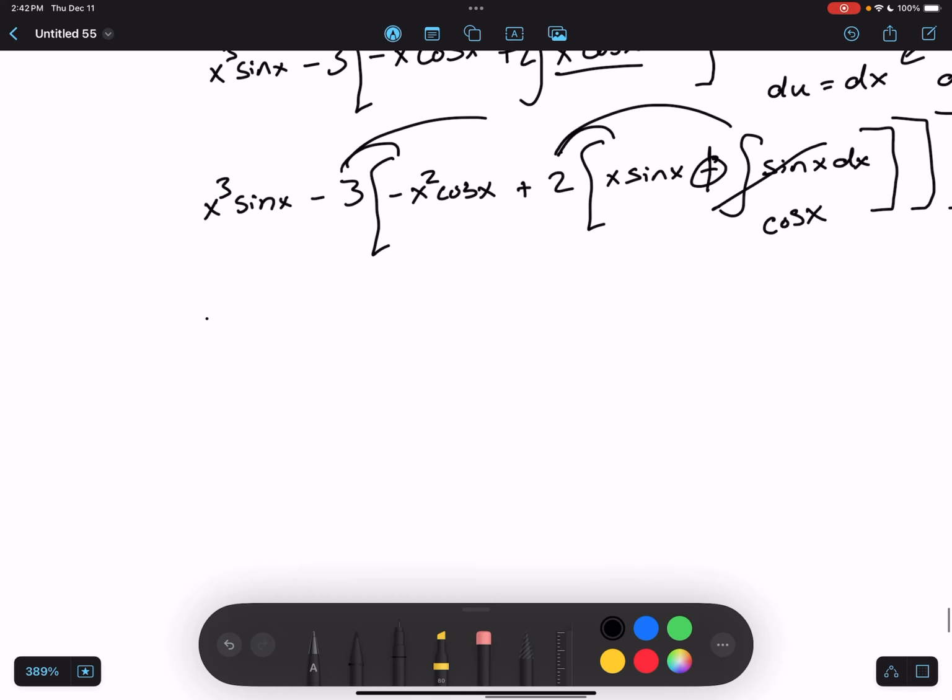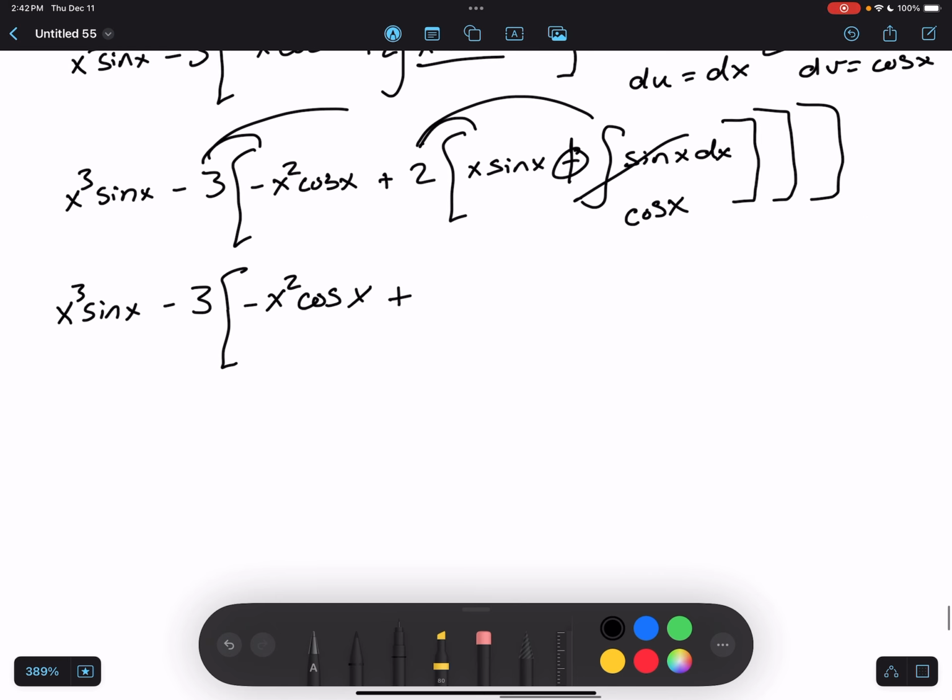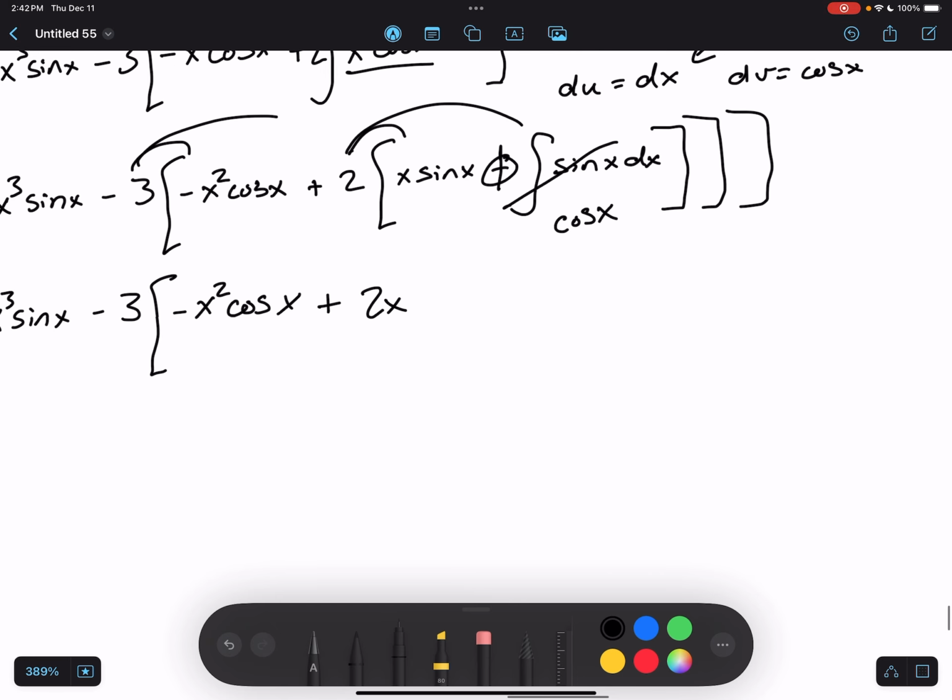So we've got x cubed sine x minus 3 times minus x squared cosine x plus, and this is where we start distributing, 2x sine x, and then we have a positive cosine, so we'll do plus 2 cosine x. And remember, because this is an indefinite integral, we don't have any bounds, we must remember at this point to add a constant at the end.